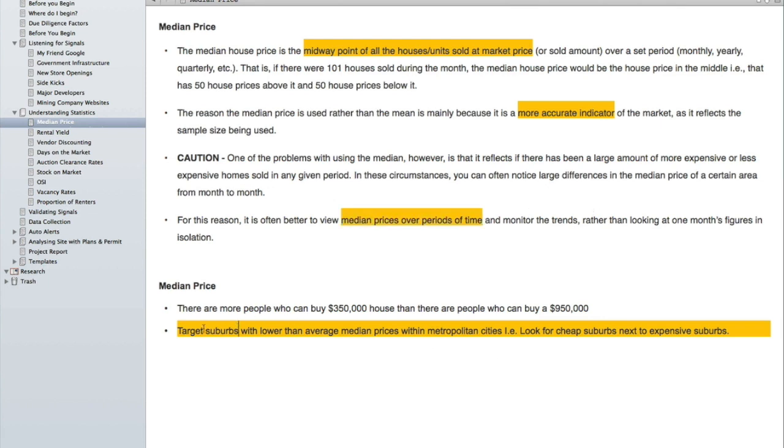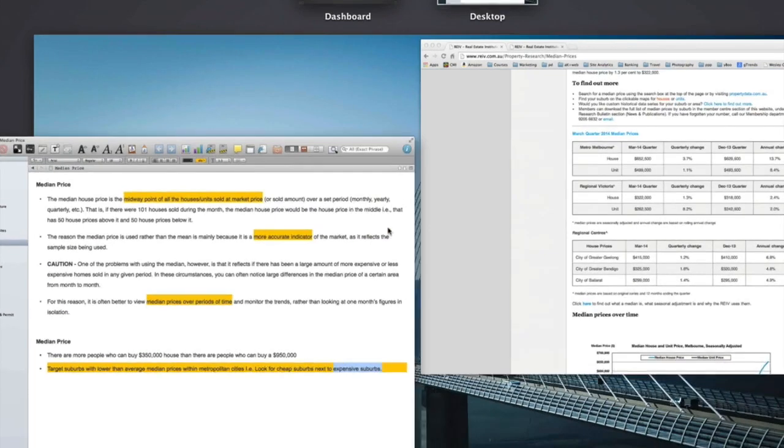But you can look at target suburbs. The takeaway is that you've got to target suburbs with lower average median prices, and you've got to look at prices right next to an expensive suburb, as I explained earlier in a few other videos. So let's look at some examples.